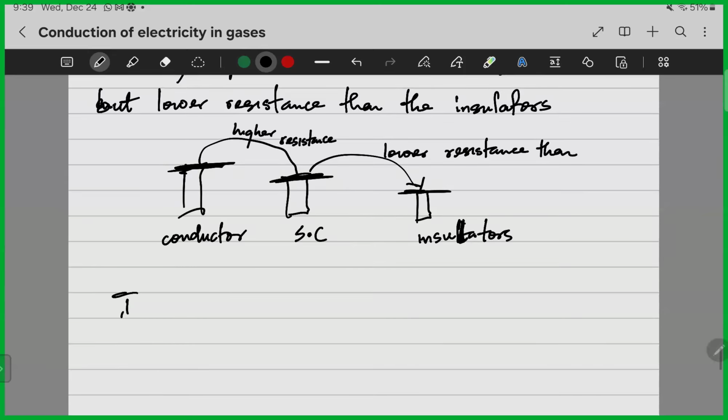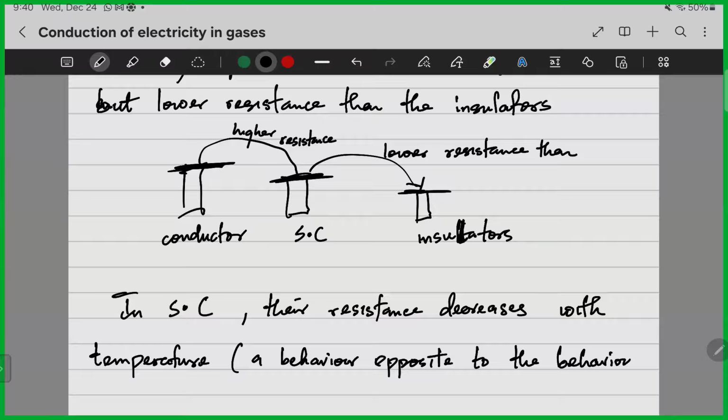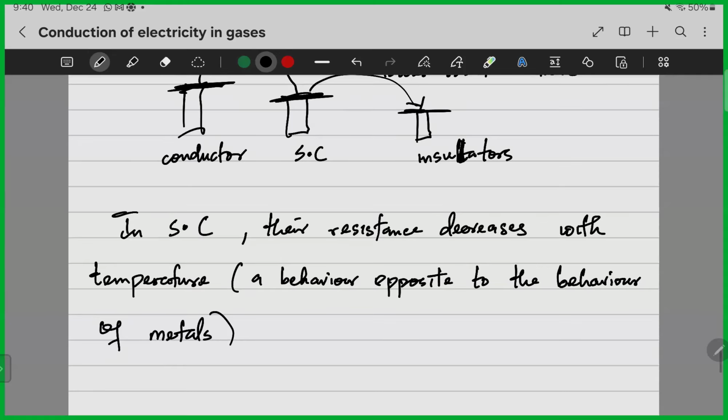And it is good to note that in semiconductors, their resistance, take note of this point, very important, decreases with temperature. The resistance decreases with what? Temperature. This is a behavior opposite to the behavior of metals. That means that for metals, the resistance increases with temperature. But for semiconductors, resistance decreases with temperature.